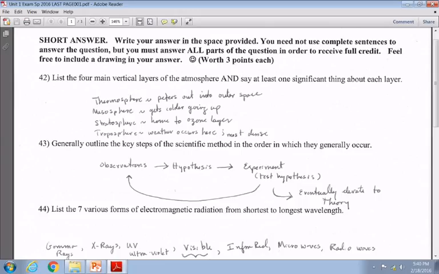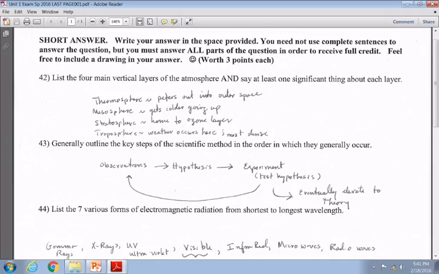So for question 43, I generally mapped out what I think of as the scientific method. You observe something, you come up with a hypothesis about how it's working, you come up with some sort of experimentation to test your hypothesis, you get more observations, you let that simmer for a while, and then eventually, if everything looks good, you can elevate your hypothesis to a theory.